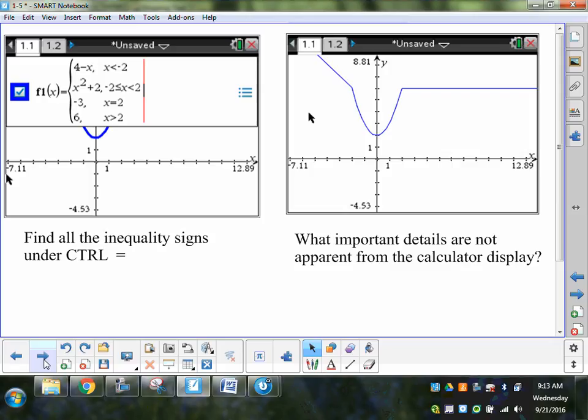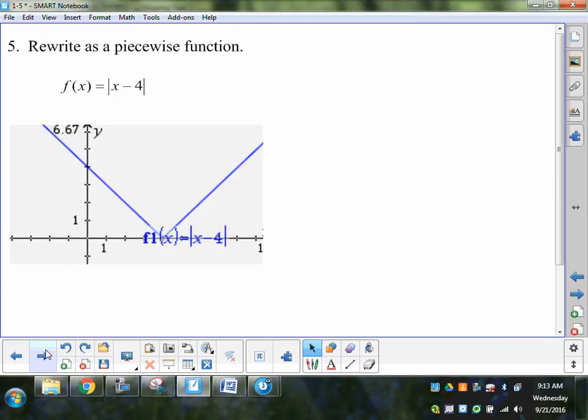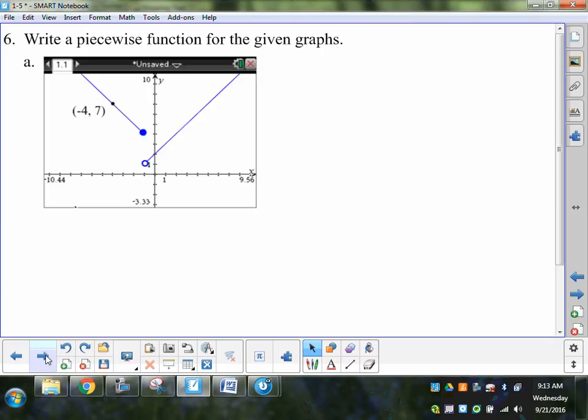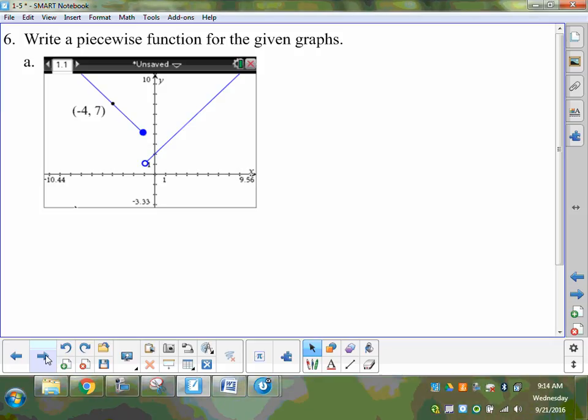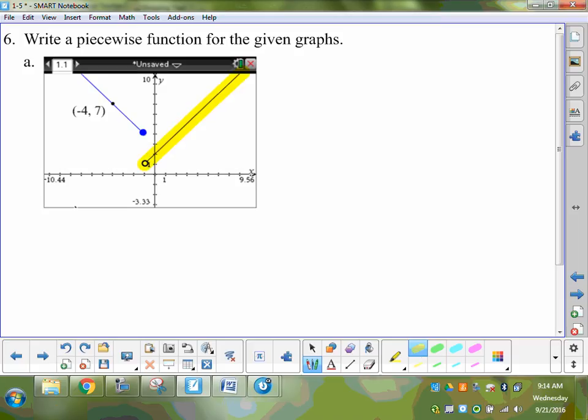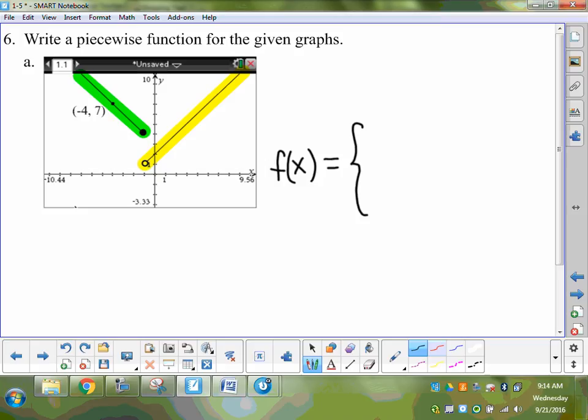I want us to bounce forward a second. Let's take a look at this one here. We're going to write a piecewise function based on this graph. How many pieces are there in 6? Hands up, please, if we can answer that. How many pieces are there in 6? 2. So I'm going to label this one yellow and this one green. To list it out, I would say f of x is equal to, and give myself space for 2 different pieces. In this case we're lucky because they're lines.